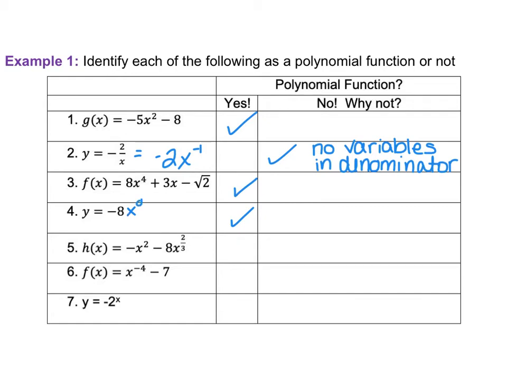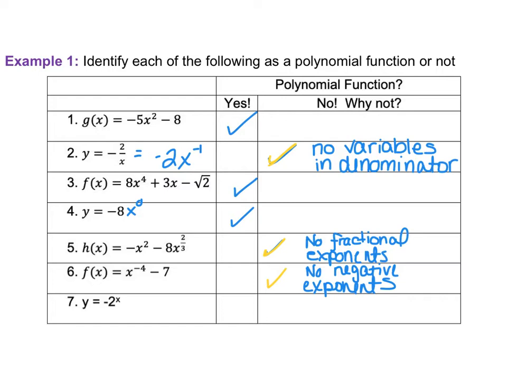H of x, this one, we have an issue. The fractional exponent is not okay. In number 6, there is an issue. There is a negative number as an exponent. The exponents need to be whole numbers, and negative values are not.